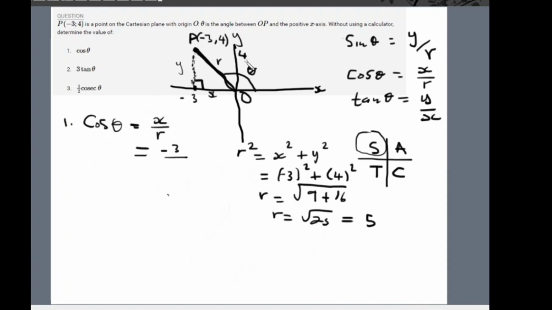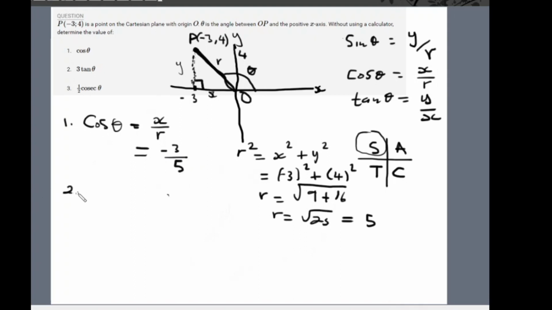Remember that r is the radius, the length of this side OP, therefore r will be positive. So we have that r is equal to 5. Therefore cos theta will be x over r. X is -3, r we calculated is 5, right?